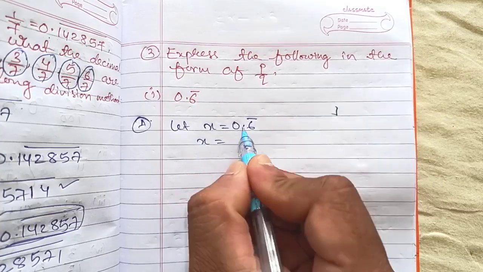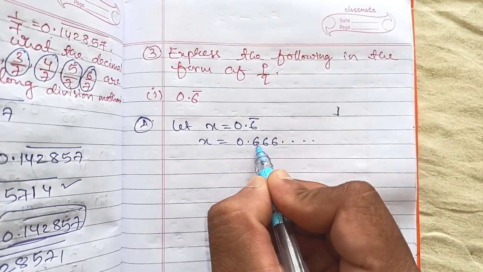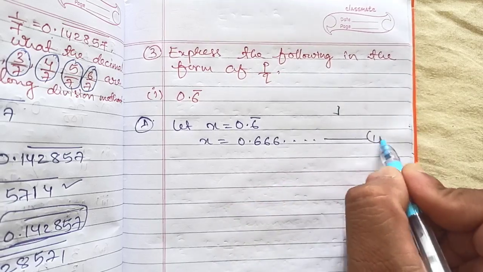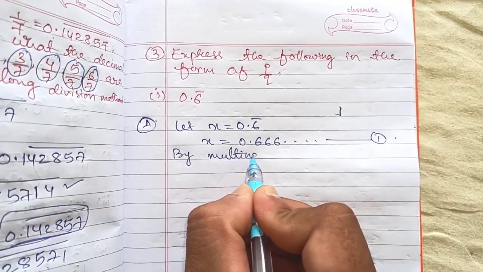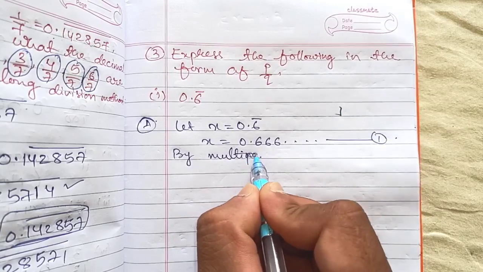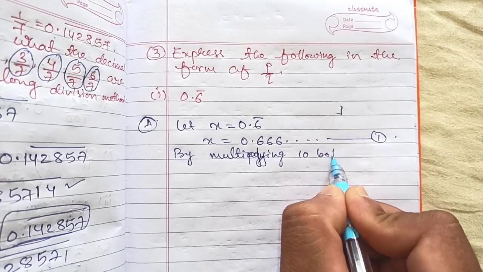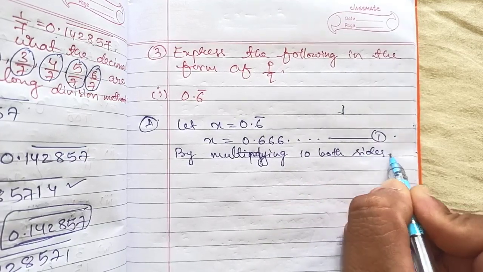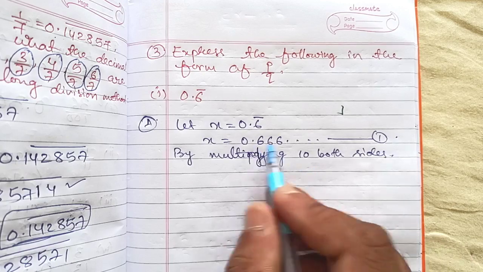We will write it 2 more times. So 6 was given, and 2 more 6s I wrote. This is our equation 1. By multiplying, how much will we multiply? By multiplying 10 on both sides. Why are we multiplying by 10 on both sides? Because only one number is under the bar. So we will multiply 10 on both sides.